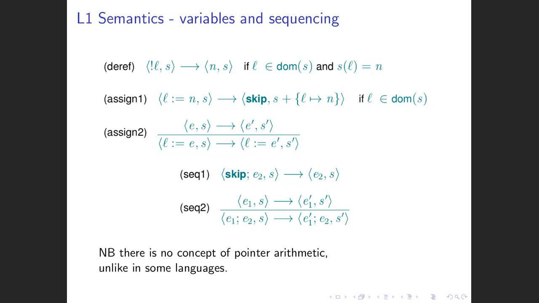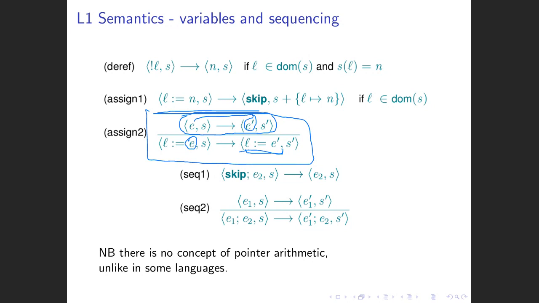That's if you assign L to an integer n. What if you've assigned L to an expression rather than an integer? This rule tells you you can do that if and only if you can evaluate that expression. So you're going to take that e, go off and find its value. You're going to find that it evaluates down to e prime, and then you're going to replace it with assignment of that new value.